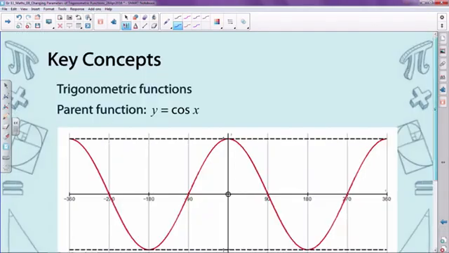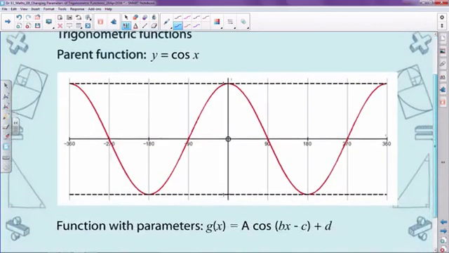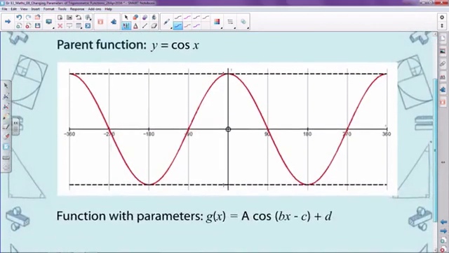All right? And then the other parent function is your y equals cos x. The a again is your amplitude, and then your d, moving it up and down. And then now the full one combined together, we're now going to move left or right. Okay?